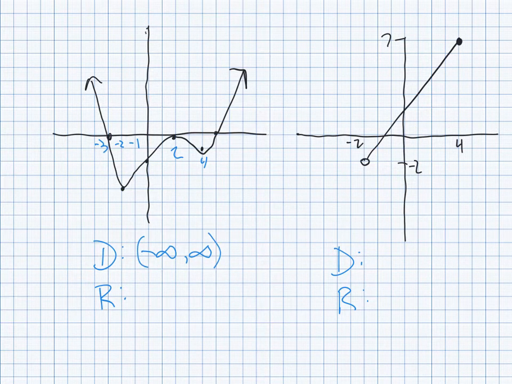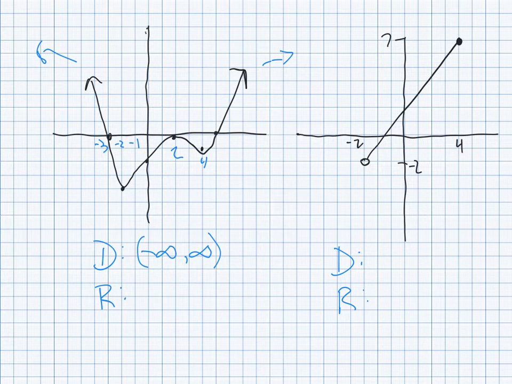And you always use soft shells on infinity because infinity is not a number, it's a concept, so it's not really a place to stop. That's why you don't use a hard shell. So the domain, x, if you look at the width of this graph, it goes to infinity and beyond in both directions. You can go all that way.